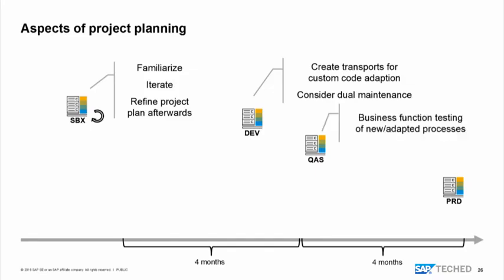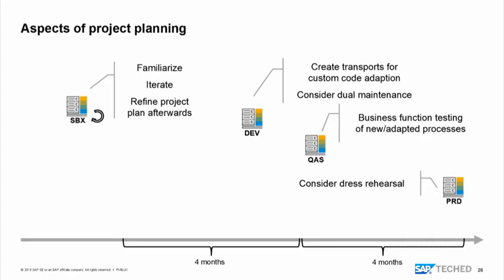You run the conversion for your test systems, you do business function testing, other things, and you consider a dress rehearsal for the conversion of the productive system. That will be a rough overview on the system landscape, simplified.